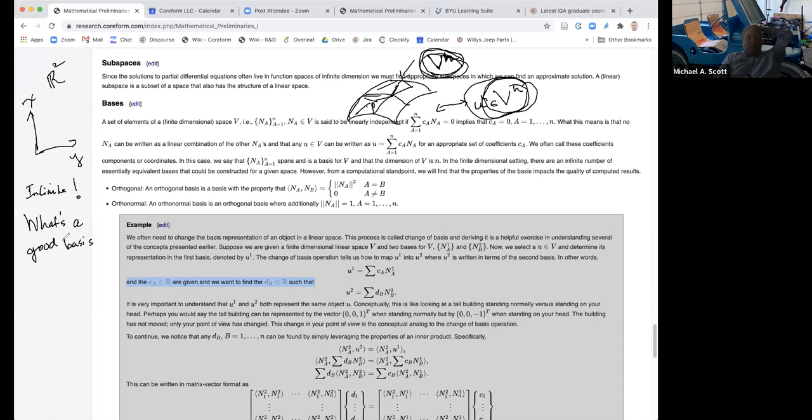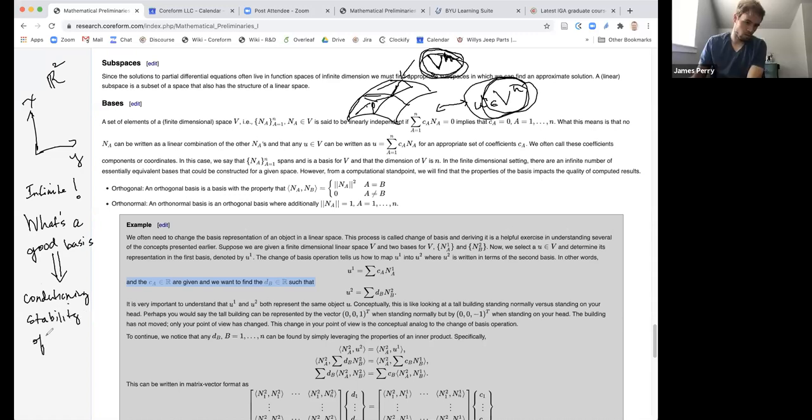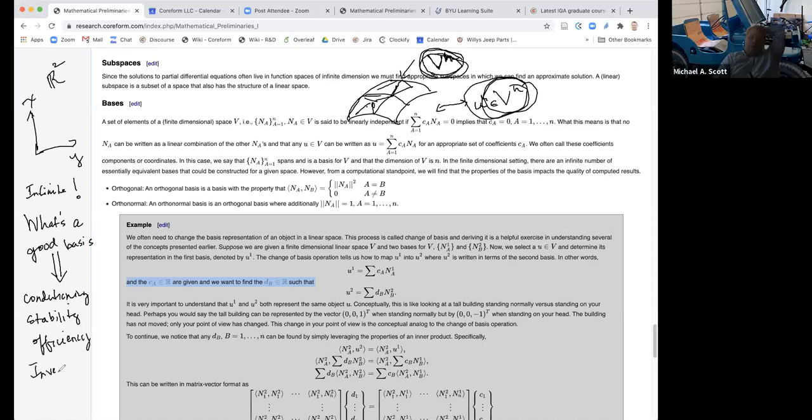What's a good basis? This leads to terms like conditioning, stability, efficiency, invertibility, and so on and so on and so on. They're nothing more than expressions of some characterization of what makes a good basis.